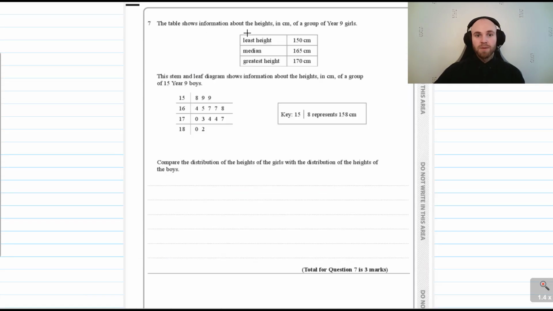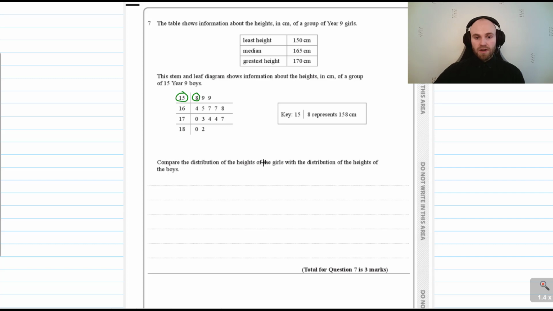Okay, so question 7. The table shows information about the heights in centimeters of a group of Year 9 girls. We've got the least height is 150 centimeters, the median is 165 centimeters, the greatest height is 170 centimeters. This stem and leaf diagram shows information about the heights in centimeters of a group of 15 Year 9 boys. And we've got this information here in the stem and leaf. Just as a reference, the key is 15 | 8 equals 158 centimeters. So this here is 158, 159, 159, and so on.